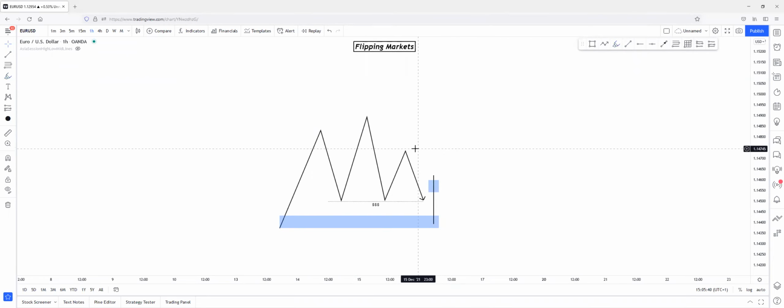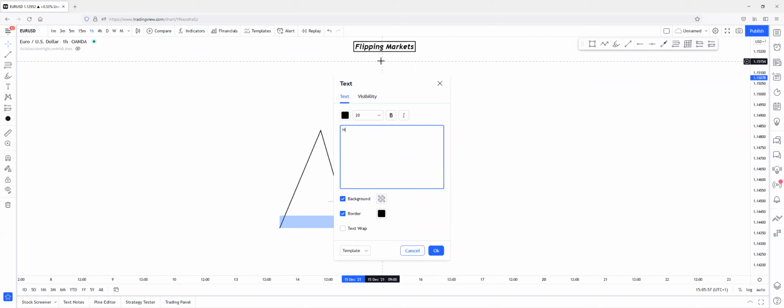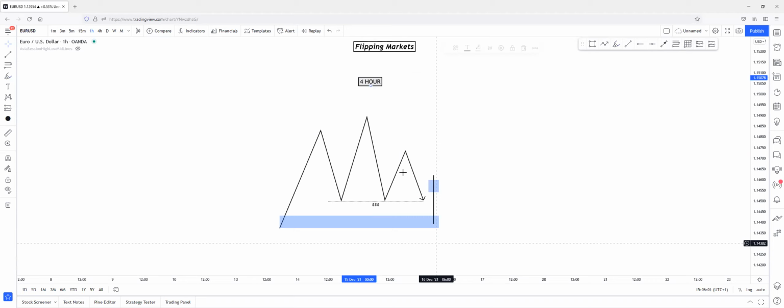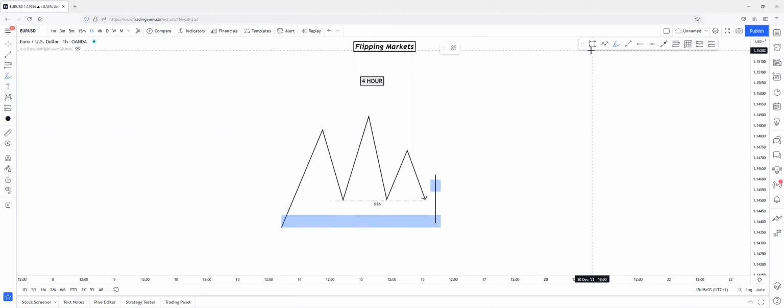Okay, so as you can see, this low point has created the last high. So if this low point breaks, you can call it a change of character. But how can we identify if it's a change of character or just a liquidity sweep? Let's say we are on the 4-hour time frame. So I will just write the 4-hour here. So we are on the 4-hour time frame.